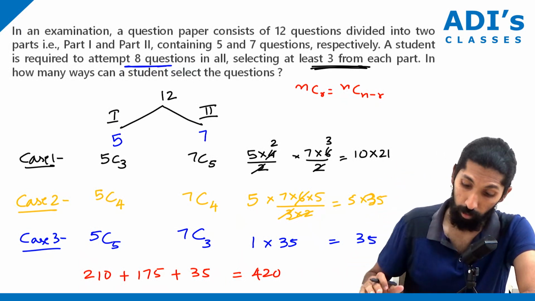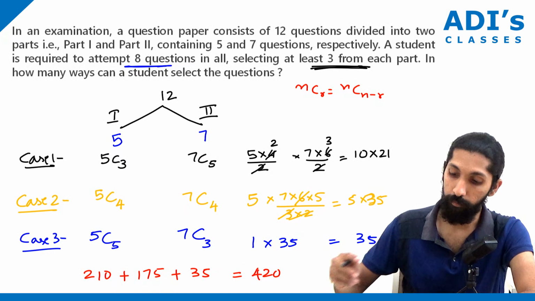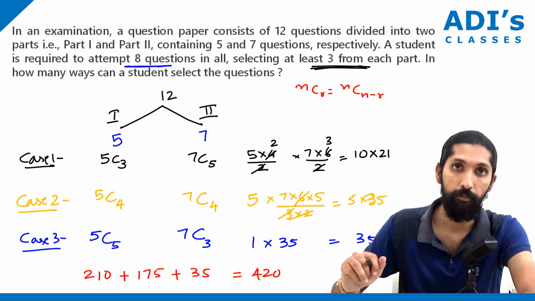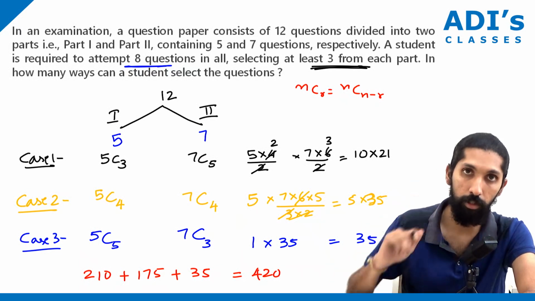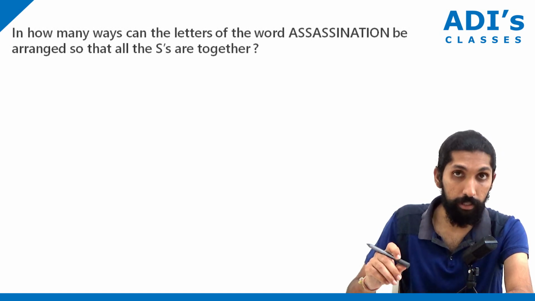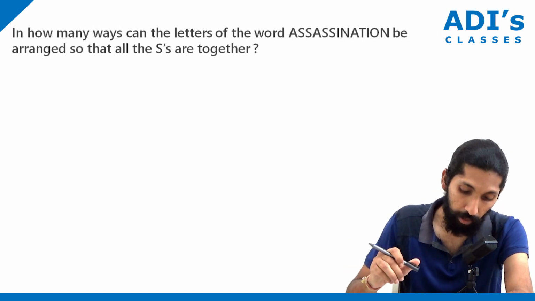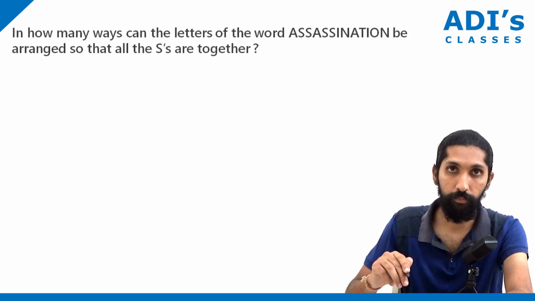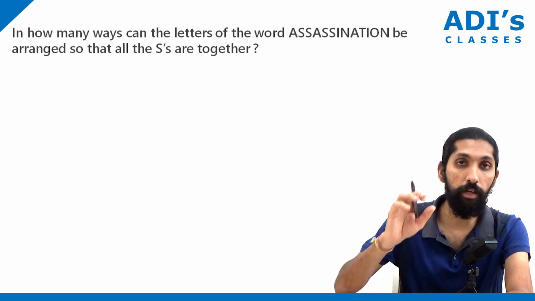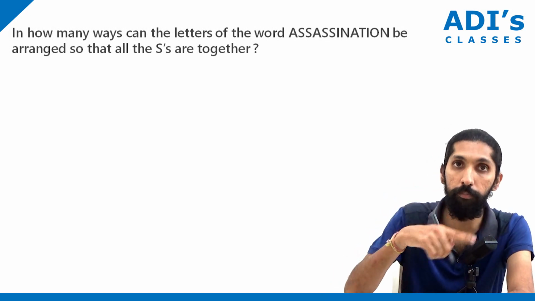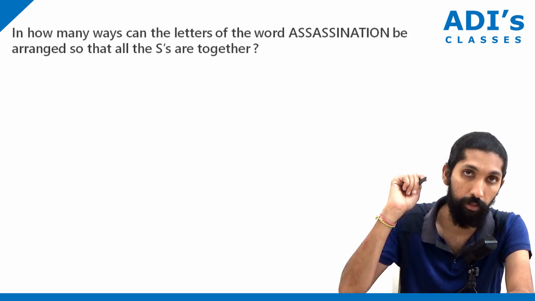Fair enough? So this is how you solve these type of questions where you need to take different cases and do it. Fair enough? Let's do the third one. Look at this question. In how many ways can the letters of the word assassination be arranged so that all the S's are together? So first, let's look at the number of letters, how many we have. This is very similar to the previous video, whatever we have done.